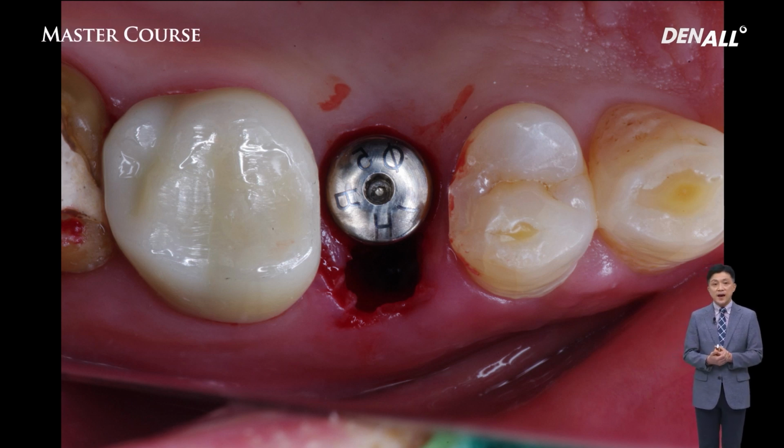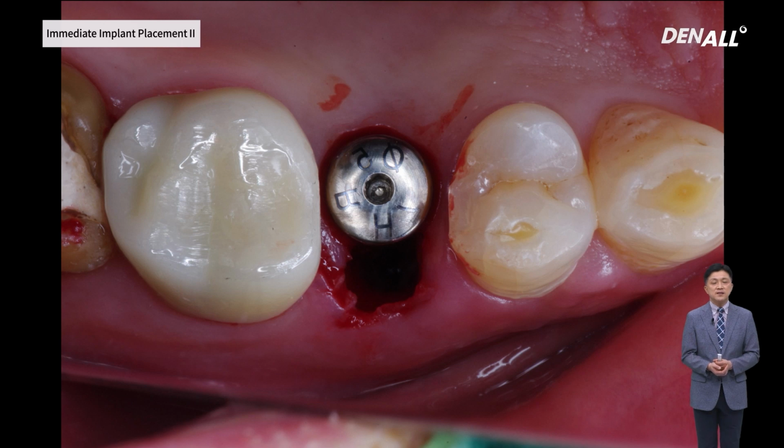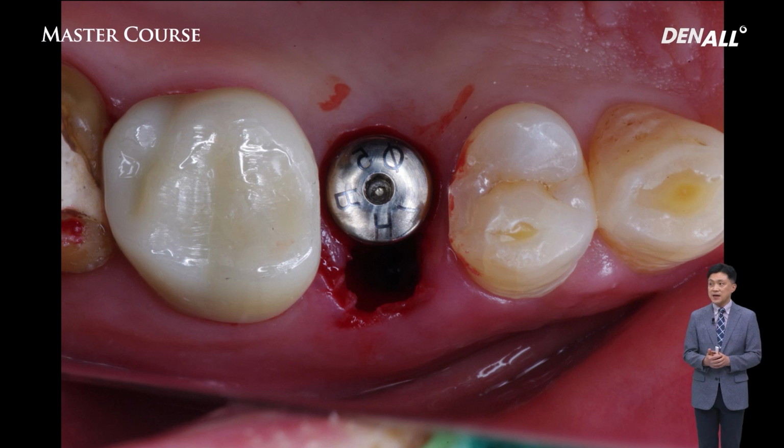The healing abutment diameter is 5 mm, height is 7 mm. I rarely use healing abutment with diameter of 4 mm or under. If I am to use a healing abutment of 4 mm or under, then there's something wrong or concerning. In my dental clinic, I always use healing abutment of 5 mm or above. In this case, 7 mm healing abutment was connected.